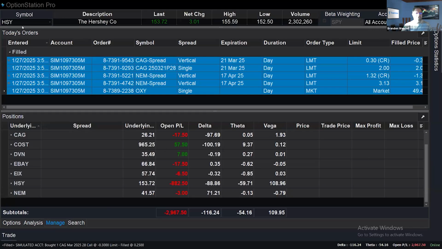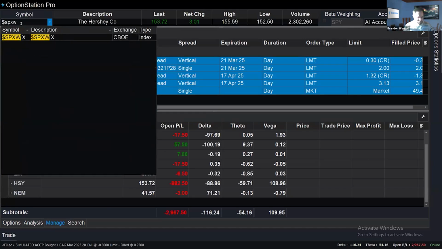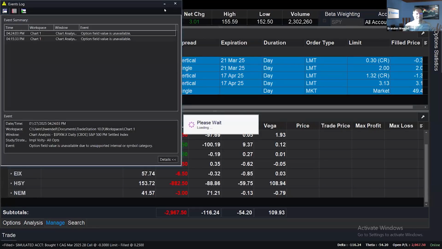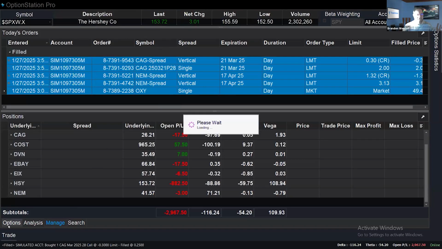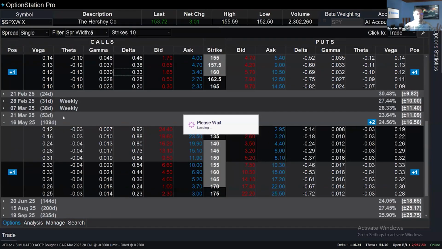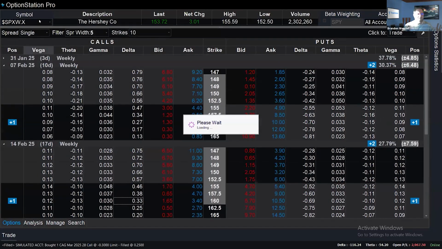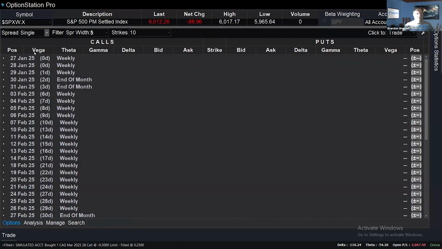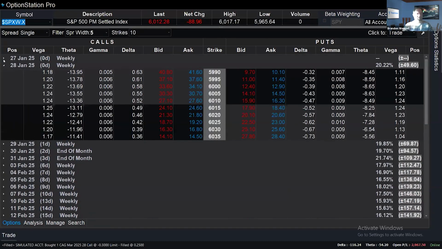So I'm doing those orders, first of all, on zero DTE on the SPX, which is SPXW.X. And let's see here. Go to options. Here we are. Nope. Did that change over? Hold on. This is still on Hershey. There we go. Took a moment to flip over. All right.